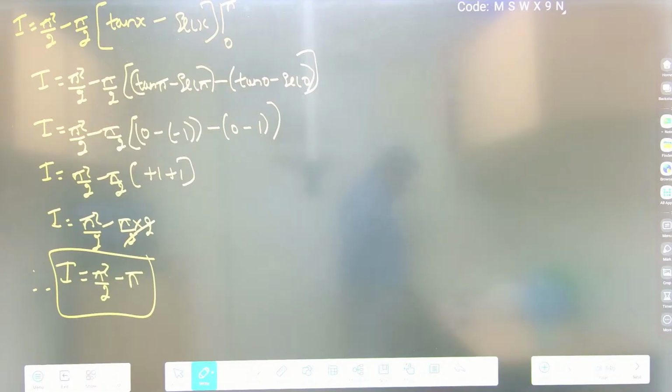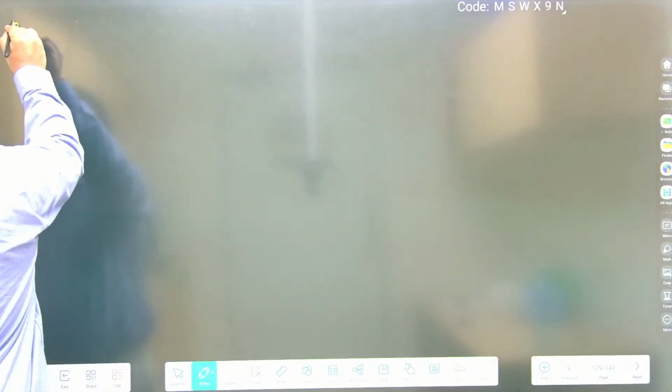Clear everyone? This is the way we got to solve the question. Clear? Next question that we have is the 7th question. They are asking 0 to pi only, that is the integral from 0 to pi of x sin square x. I think the 7th question is done.